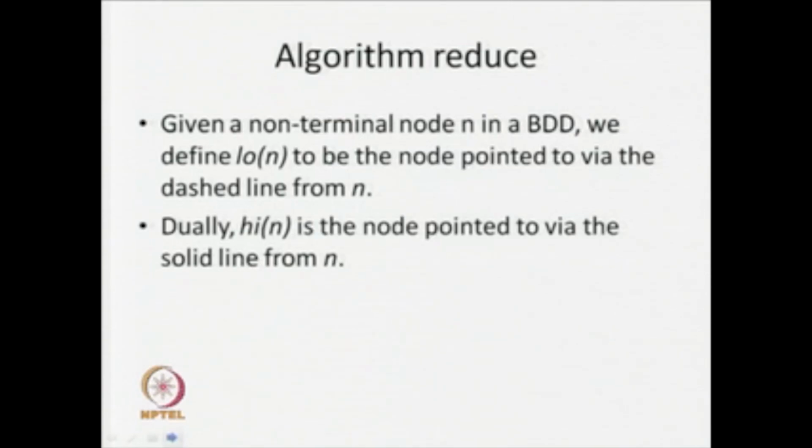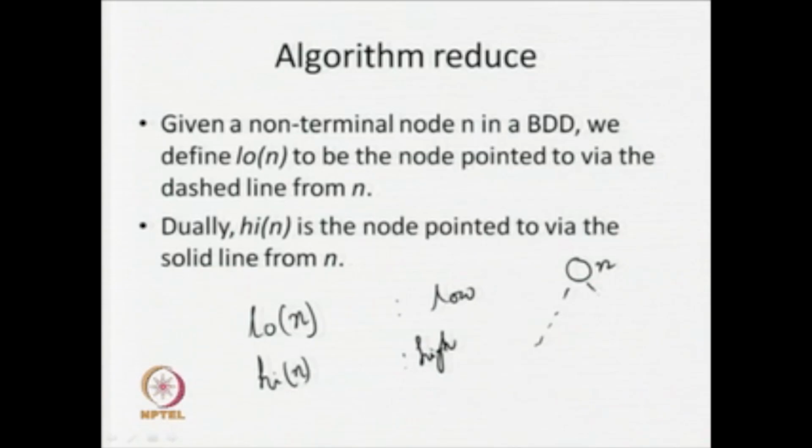Another thing we are going to define is two functions, low and high. For every non-terminal node, we define a function low, which is the node pointed to via the dashed line from n, and similarly we have high of n. If I have any node n here, it has a dashed line and a solid line. The label of this node is 3 and the label of this node is 4. So low of n returns label 3, because it is the node pointed to via the dashed line. Similarly, high returns 4, because it points to the node whose label is 4.